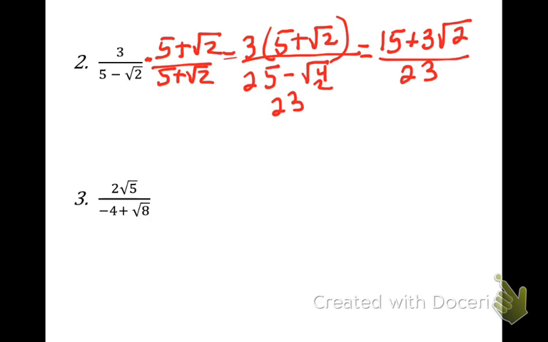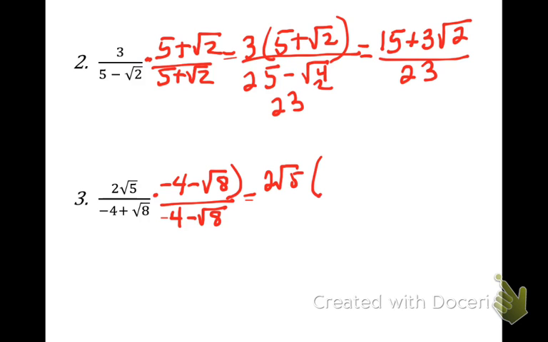All right, this next one's got some work on it. So I want to multiply by the conjugate. So it's going to be multiplying by negative 4 minus the square root of 8 over negative 4 minus the square root of 8. So in the numerator, I'm just going to leave 2 times the square root of 5 times the quantity negative 4 minus the square root of 8.